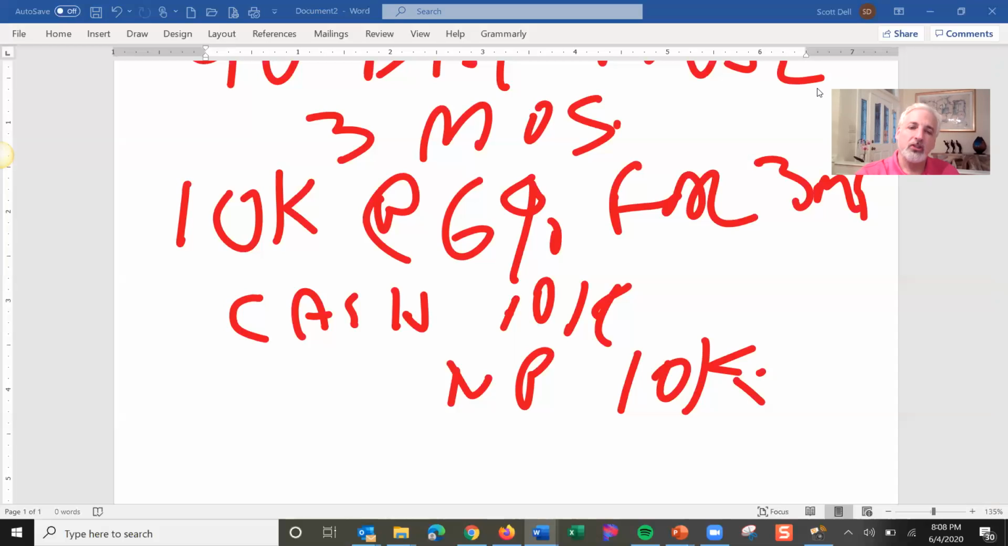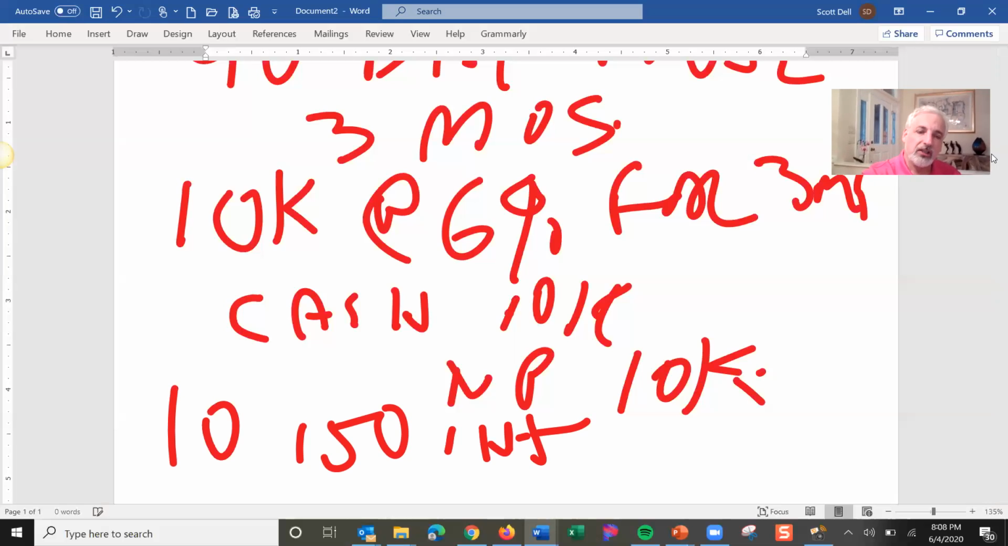So how much interest would this be in a year? Well, 6% of 10,000 is $600 for a whole year. But I told you this is a 3-month note. So I've got $150 worth of interest. And that $150 is going to be paid back to the tune of $10,150 at the end of the time period. We're going to go ahead and pay that back.